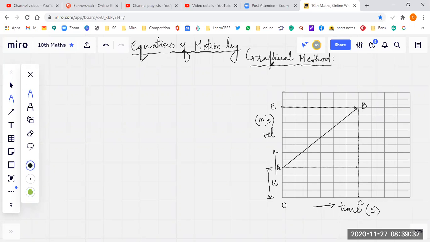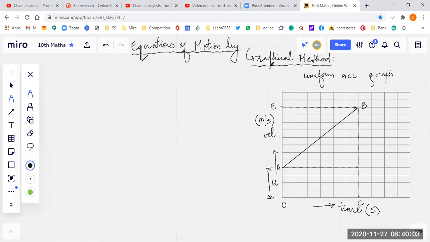Ideally, students, if you have seen our previous videos, you will understand that when I take velocity on the y-axis and time on the x-axis, and it's a straight line graph, this is a uniform acceleration graph, right? Why have I taken a uniform acceleration graph? Because I want to derive equations of motion.